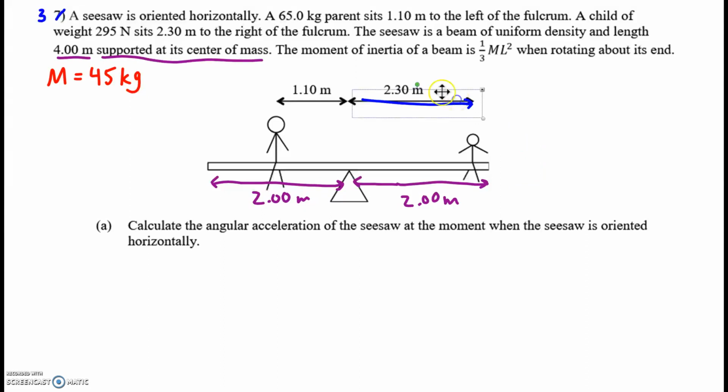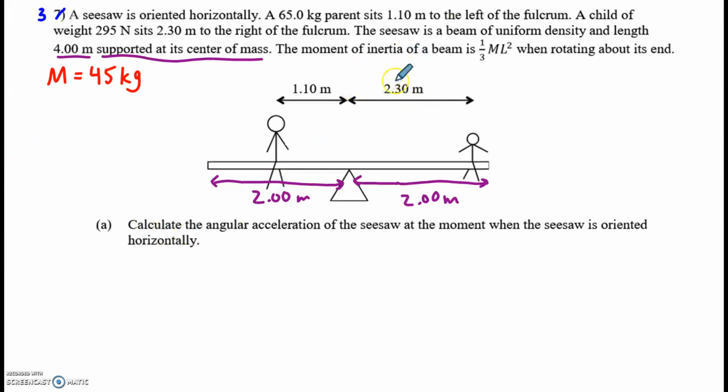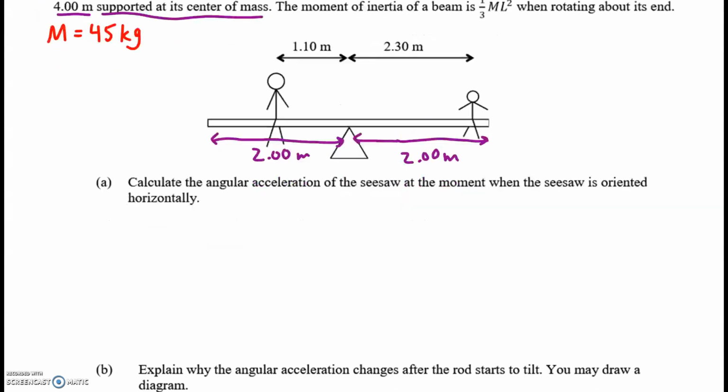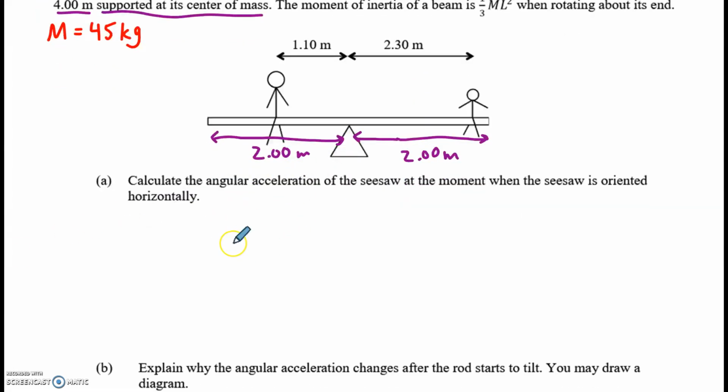Okay, we're going to ignore that. This should be something like 1.7, but we're not going to change it. We'll just leave it 2.3. Why not? We'll do the exercise. It doesn't make sense physically, but we can still calculate the answer. Okay, calculate the angular acceleration.